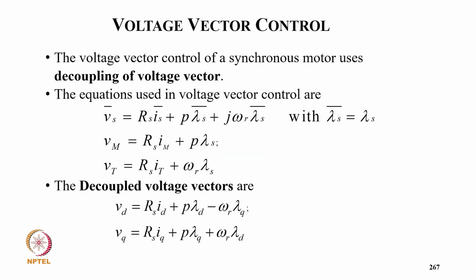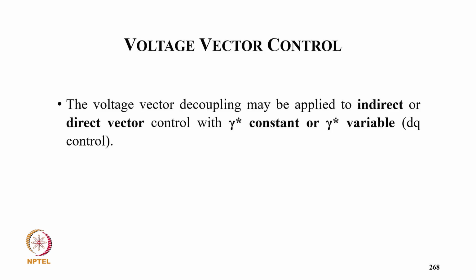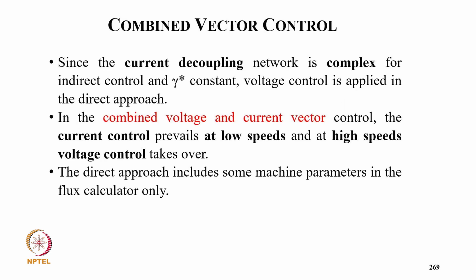So the voltage vector of a synchronous machine uses decoupling of vectors, and the equations for use in vector control are: Vs equals Rs Is plus P lambda s plus j omega r lambda s, and Vm equals Rs Im plus P lambda s, and Vt equals Rs It plus omega r lambda s. The decoupling voltage vectors are Vd equal to Rs Id plus P lambda d minus omega r lambda q, and Vq equal to Rs Iq plus P lambda q plus omega r lambda d. The voltage vector decoupling may be applied to indirect or direct control with gamma star constant or gamma variable in DQ control. Since the current decoupling network is complex for indirect control with lambda star constant, voltage control is applied in the direct approach.